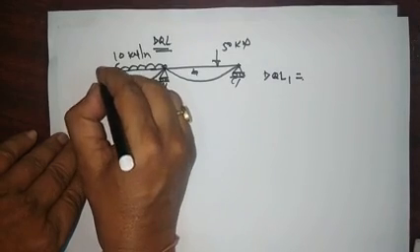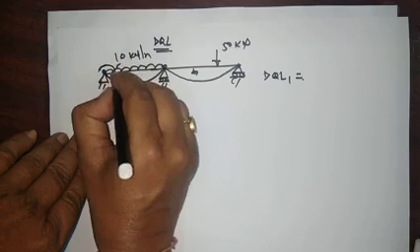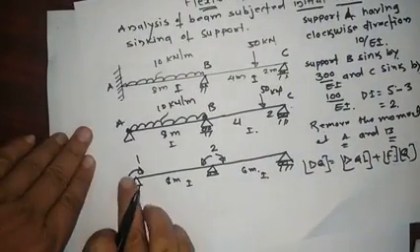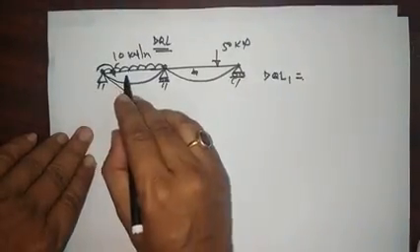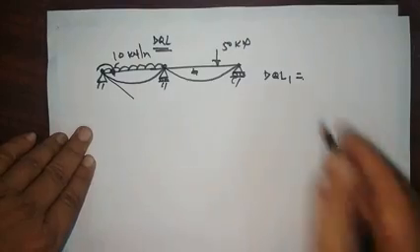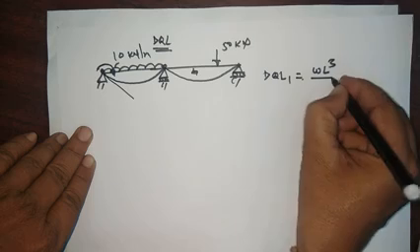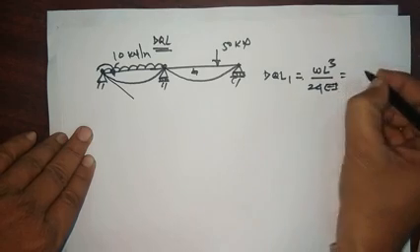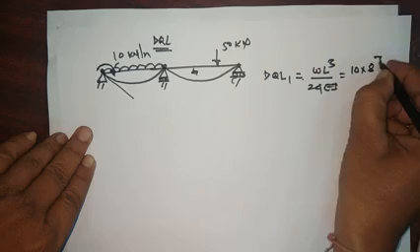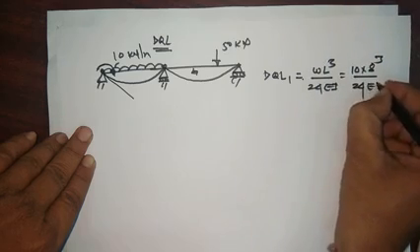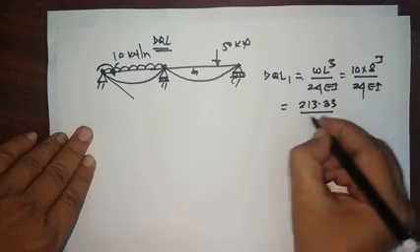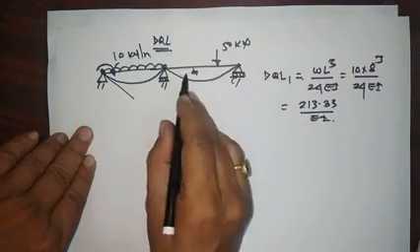So this rotation is in this direction, like this, it is clockwise. And what we have assumed the direction of rotation is the same, that is why this value is positive. And for this the formula is the standard WL cube upon 24EI. So that is equal to W is 10 into 8 cube divided by 24EI. So that value is nothing but 213.33 divided by EI.